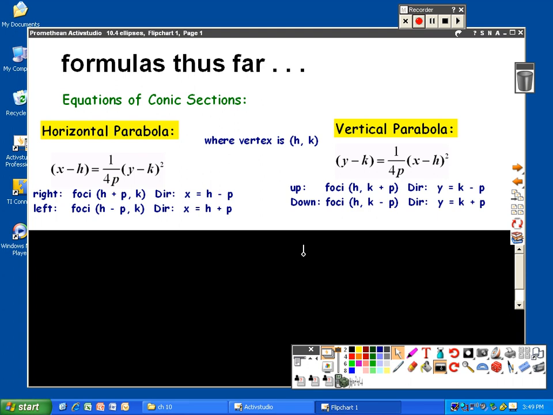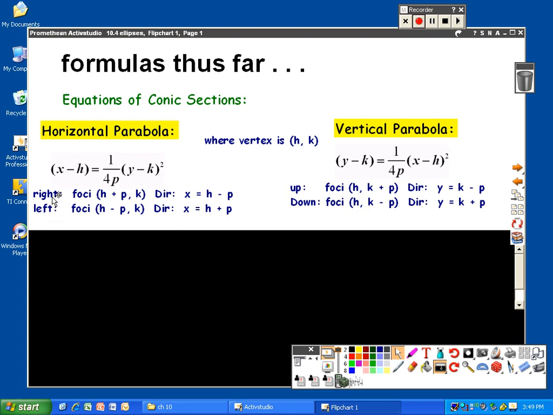The horizontal parabola is x equals 1 over 4p times y minus k squared. Whereas the vertical parabola, which means it opens up and down, on the y-axis, is y minus k equals 1 over 4p times x minus h squared. And again, remember, if it's horizontal, it'll open right or left.